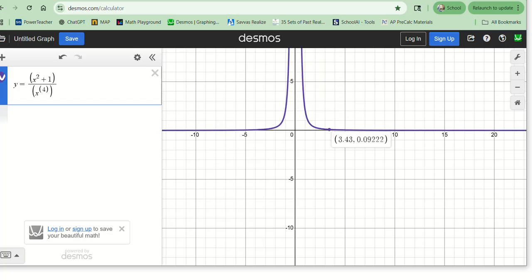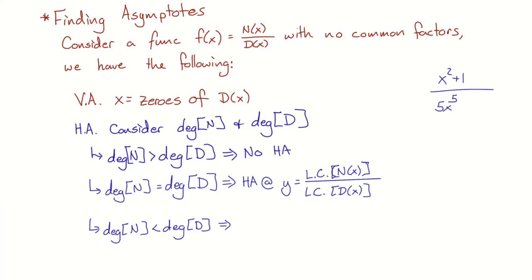As I get really close, what does it look like the y value we're approaching is? 0. So check it out. If it happens like this, then the horizontal asymptote is going to be found at the line y equals 0. These are the three possibilities, and only these three.